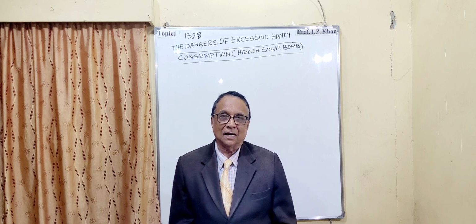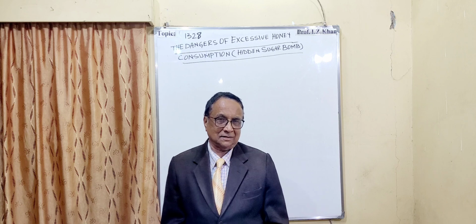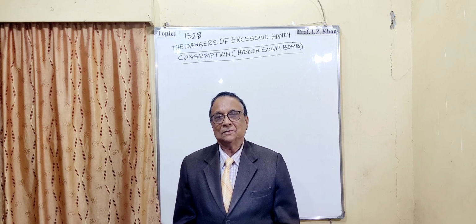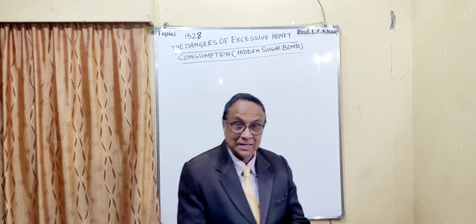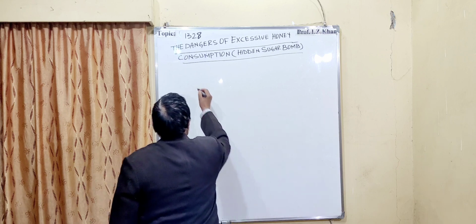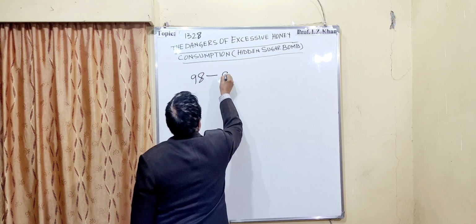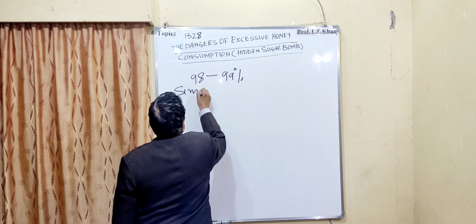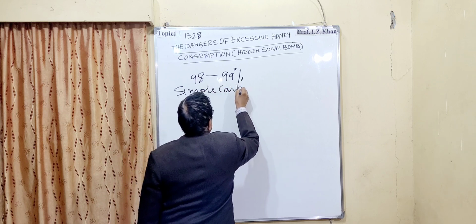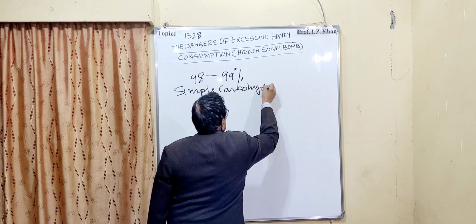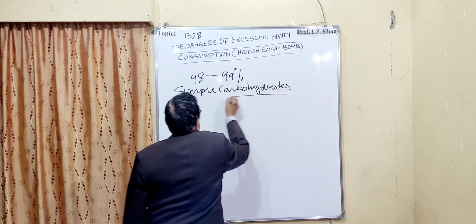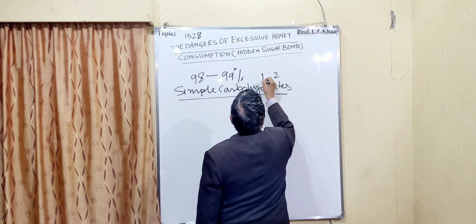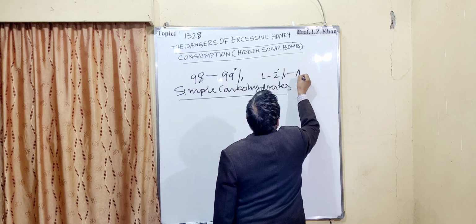What is honey? Honey is a very complex mixture and it contains 98 to 99% simple carbohydrates. Very simple. And the rest, 1 to 2%, is all other things.